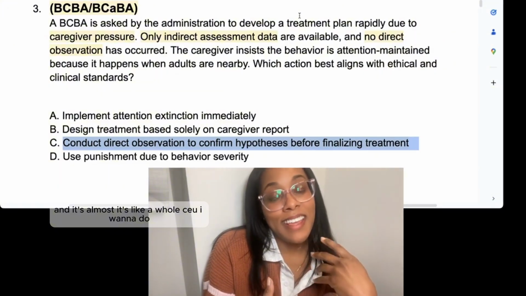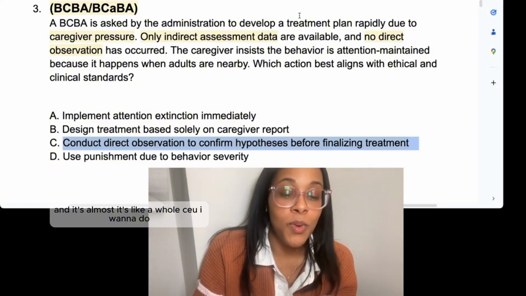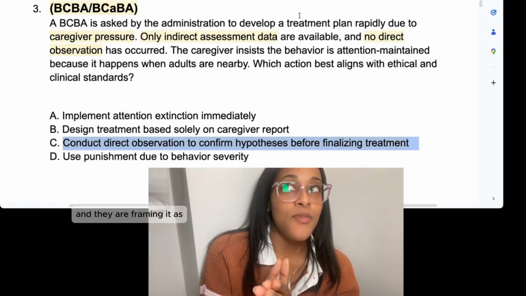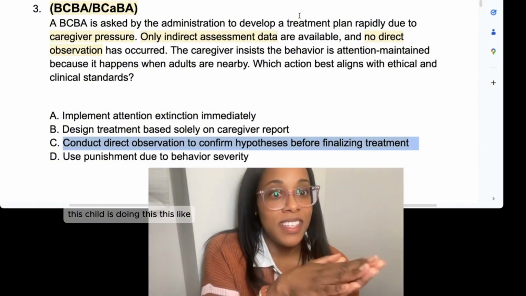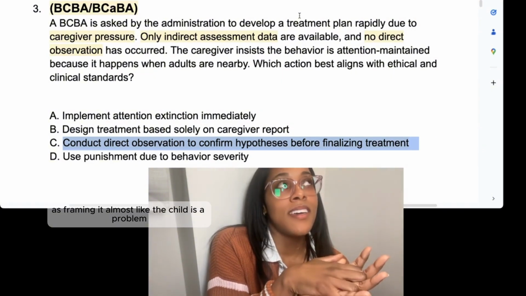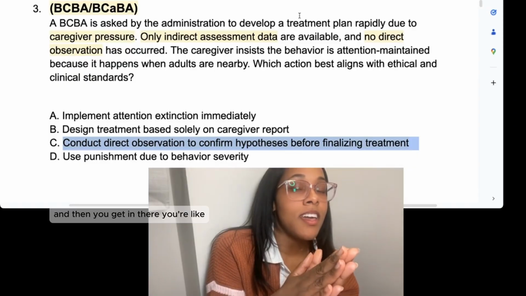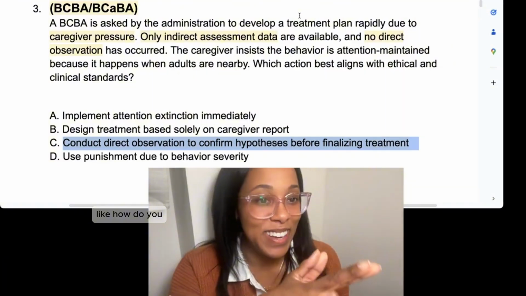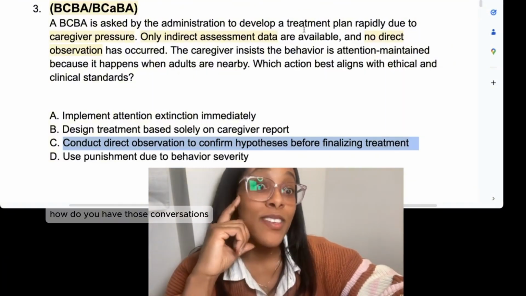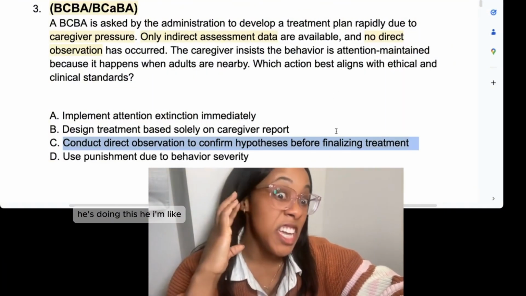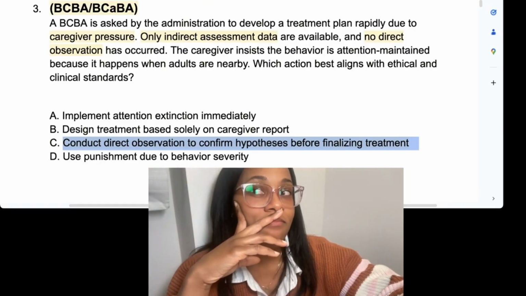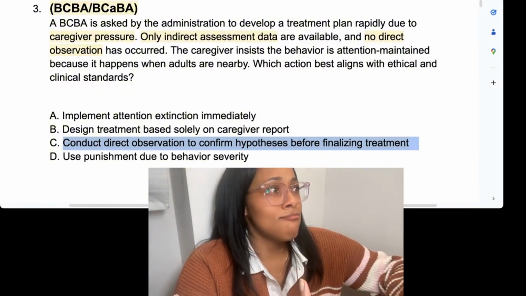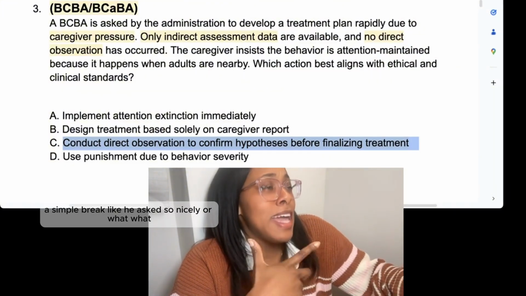And it's like a whole CEU I want to do when a parent or a teacher or someone else comes to you and they are framing it as this child is doing this, almost like the child is a problem. And then you get in there, you're like, okay, so let's talk about what you're doing. How do you have those conversations? Because sometimes I'm like, well, he's doing this. Right, but you are denying him a simple break. He asked so nicely.